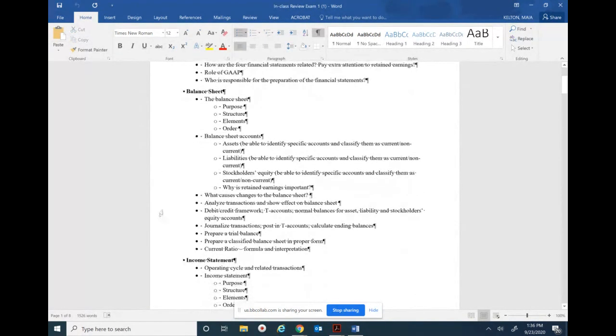So in chapter 1 and 2, we learned what causes changes to the balance sheet. We call those changes business transactions, and we spend quite a bit of time analyzing transactions and showing the effect of those transactions on the balance sheet. You need to be able to make journal entries, just like we did in the comprehensive problem and all the problems that we've worked in class in the homework. You need to be able to work with key accounts. One of my favorite questions is to ask you guys about normal balances.